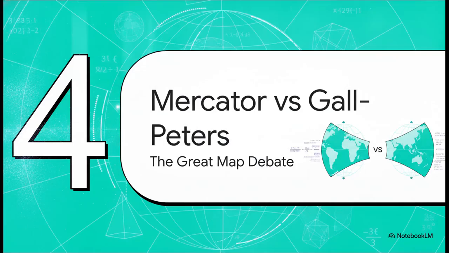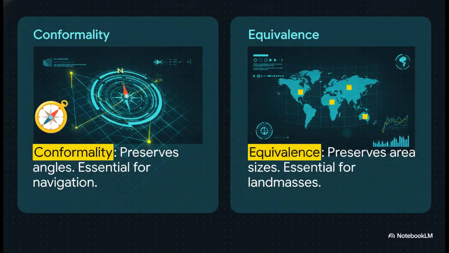All right, Section 4, Mercator versus Gall-Peters. The choice of which geometric surface to use leads us directly into one of the most heavily debated topics in spatial data processing. It fundamentally boils down to a strict mathematical trade-off. Do you want conformality or do you want equivalence?